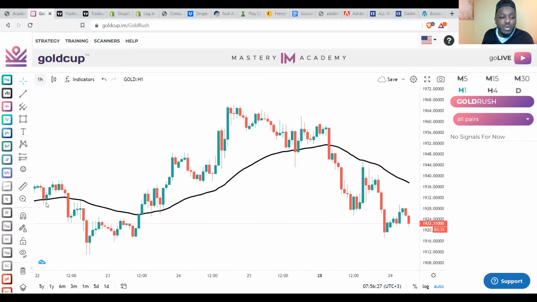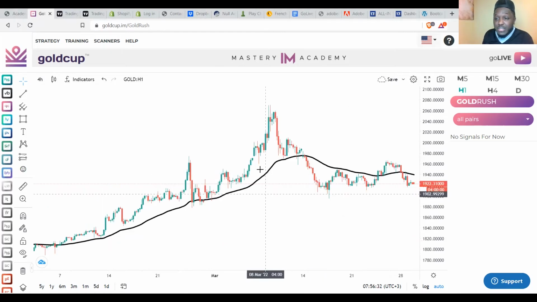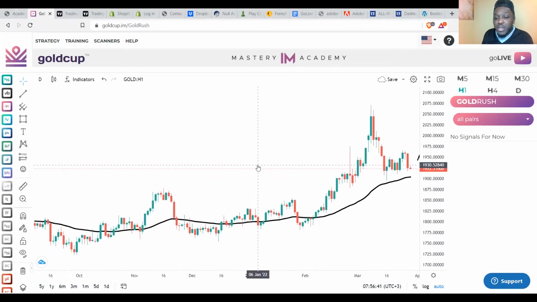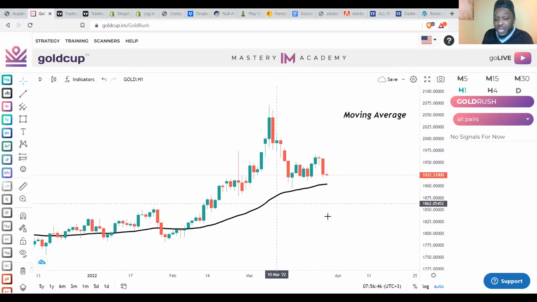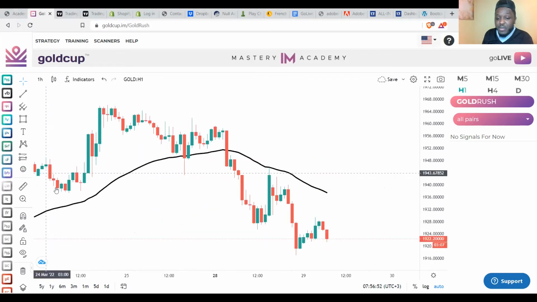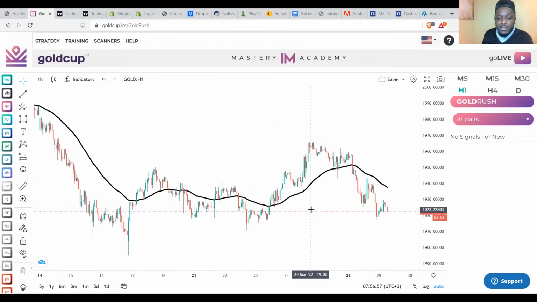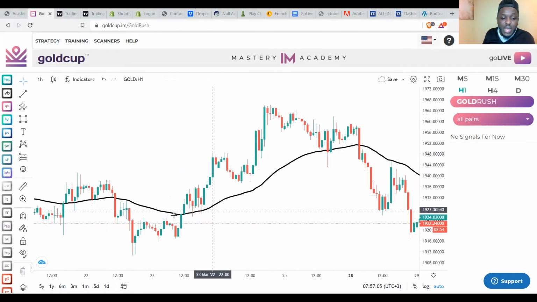If I was to go to 4 hours, you would still be able to see the moving average and how it interacts with the candlesticks, or even on the daily time frame, you still will be able to see how it interacts with the candlesticks. I'm going to go back to the hour time frame, more so because I'm holding this trade, and I want us to be able to see exactly why I got into it. But anyway, right here is where I am going to start.